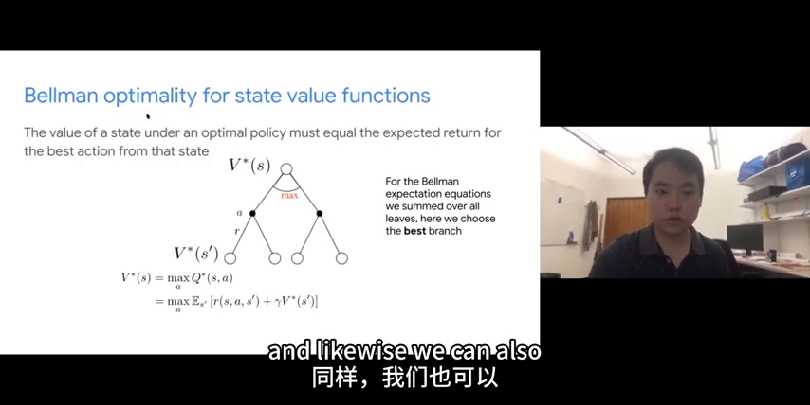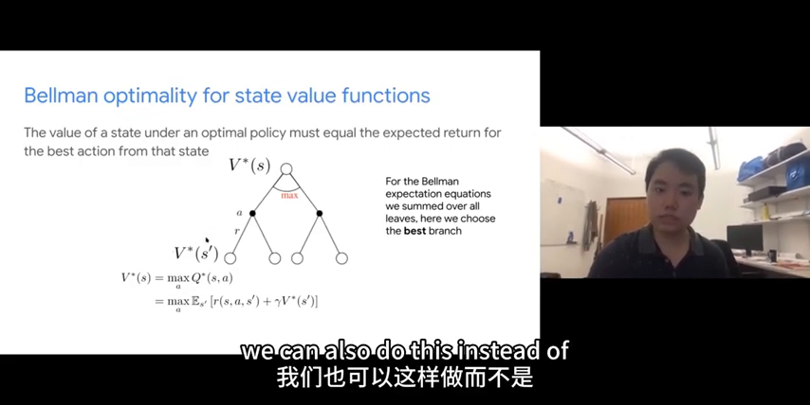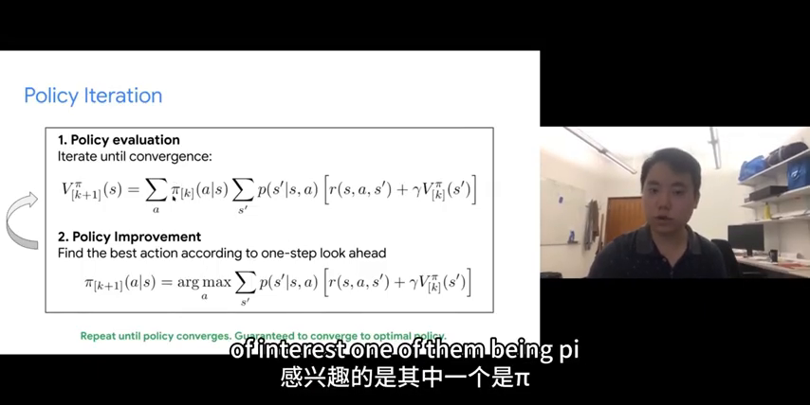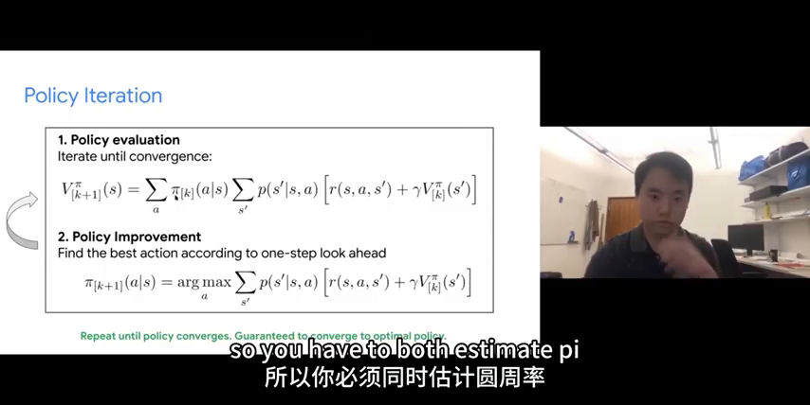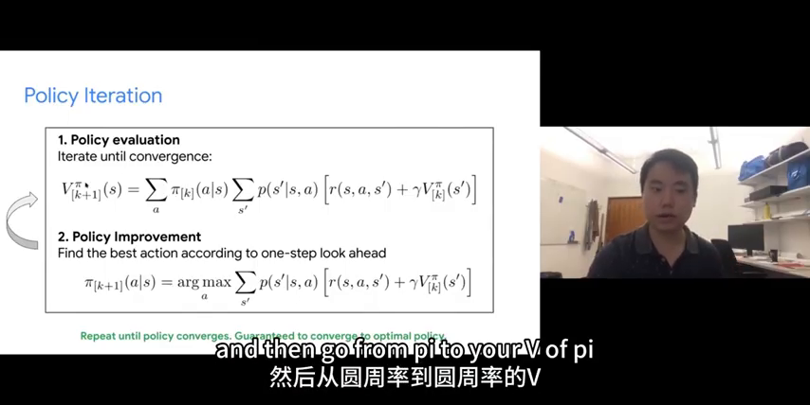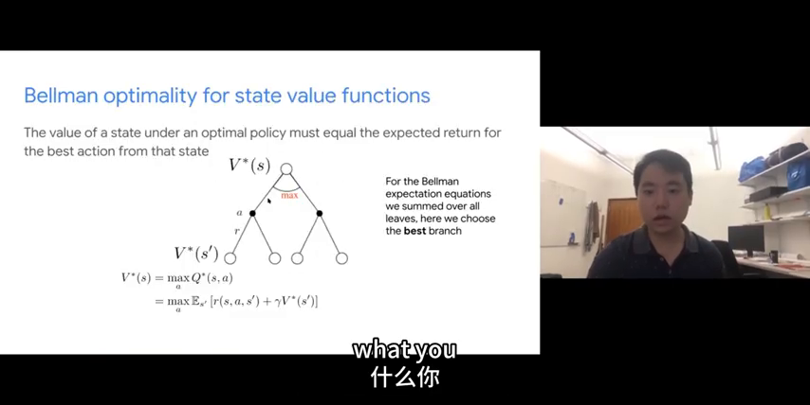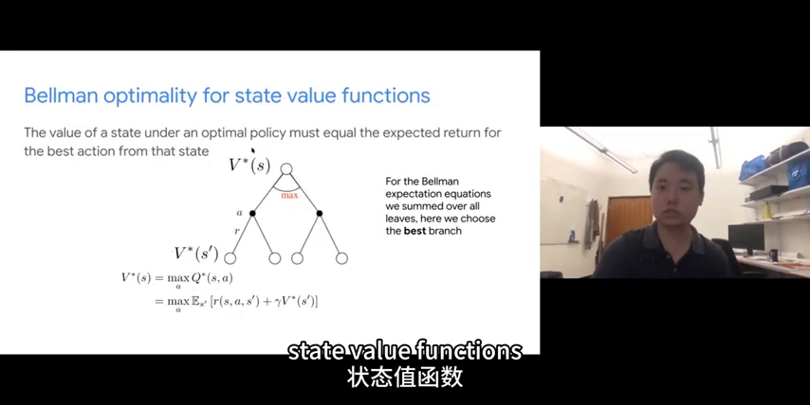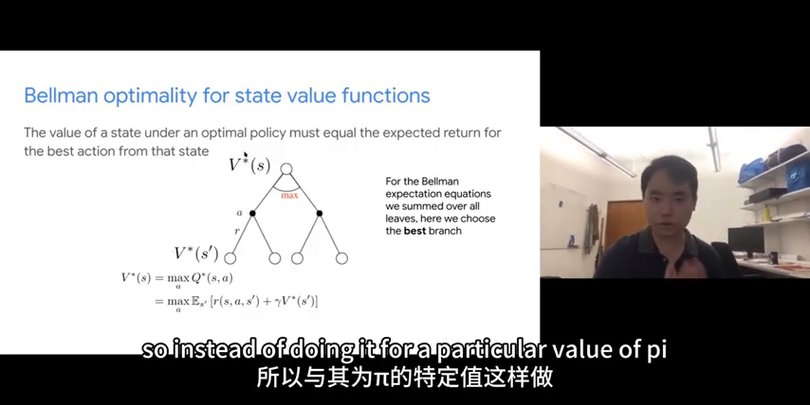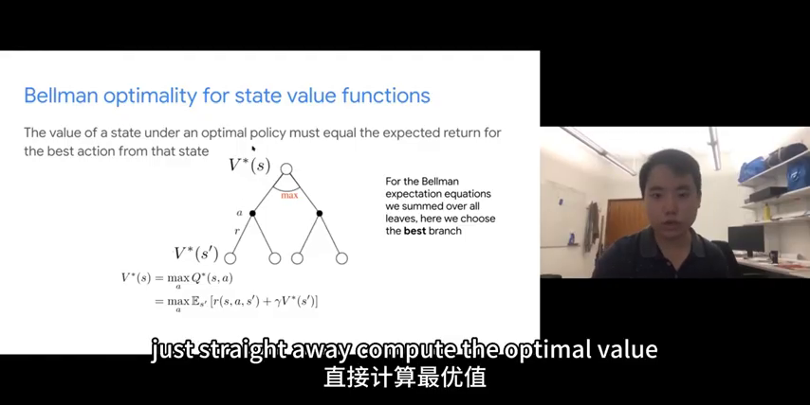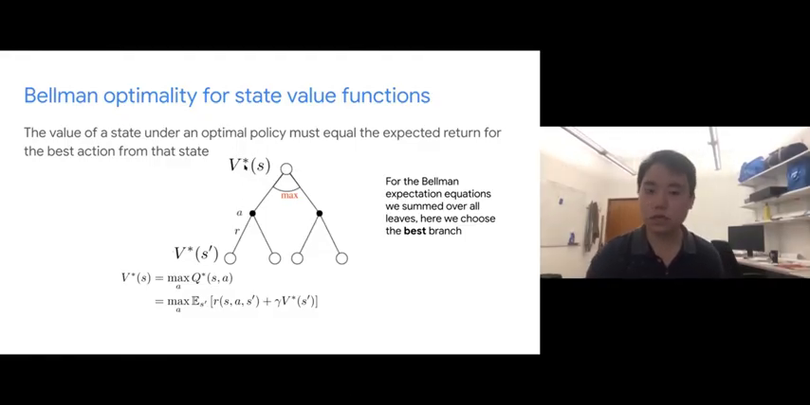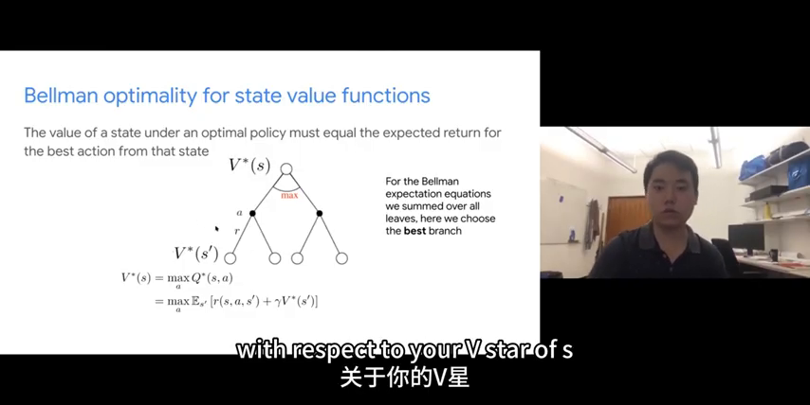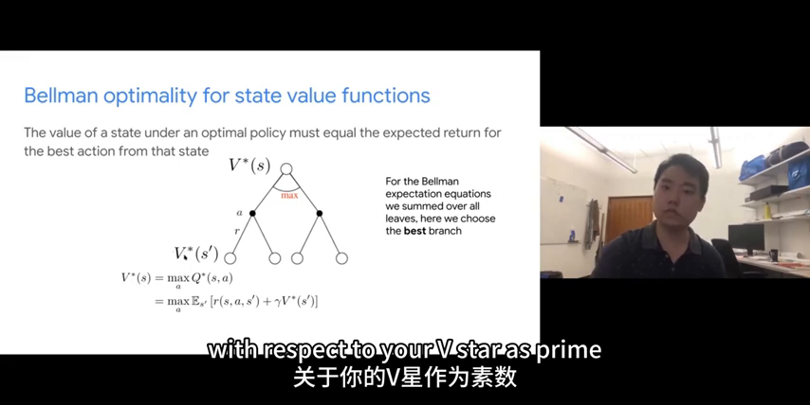And likewise, we can also do this differently. The problem here is that we have two variables of interest, one of them being pi. So you have to both estimate pi and then go from pi to your v of pi. What you can also do is directly operate under your optimal state value functions. So instead of doing it for a particular pi, just straight away compute the optimal value. That also involves us having to write your v star of s with respect to your v star of s prime.